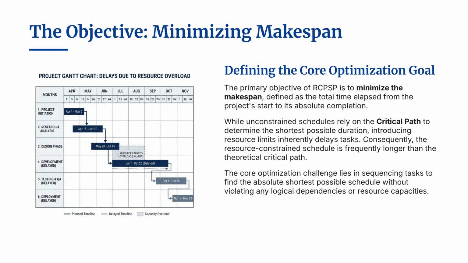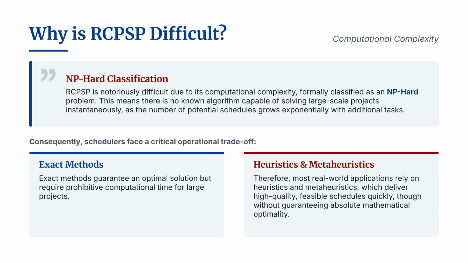Our primary objective remains minimizing the makespan, which is the total elapsed time from project start to absolute completion. Remember, introducing resource limits inherently delays tasks compared to the unconstrained critical path. Our goal is to find the optimal sequence that respects these limits while keeping the makespan as short as possible. Why is this problem so challenging?